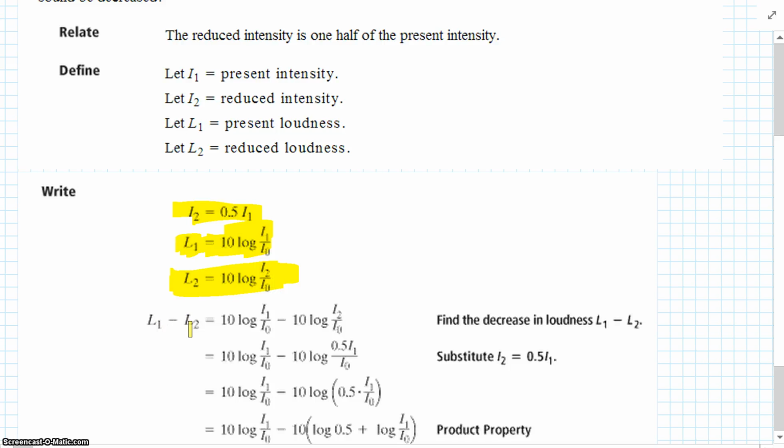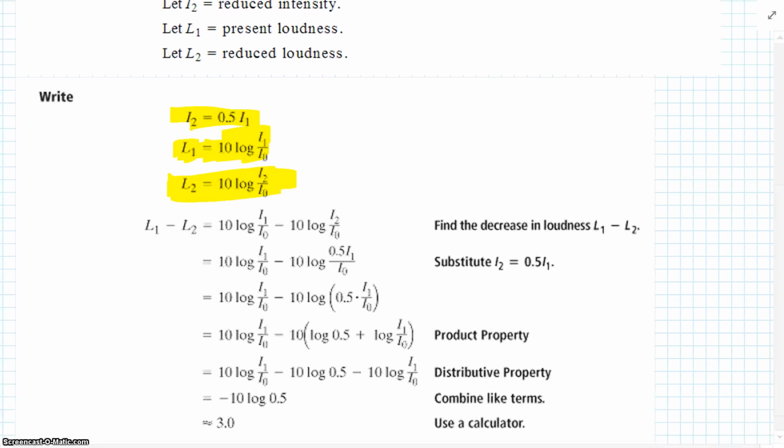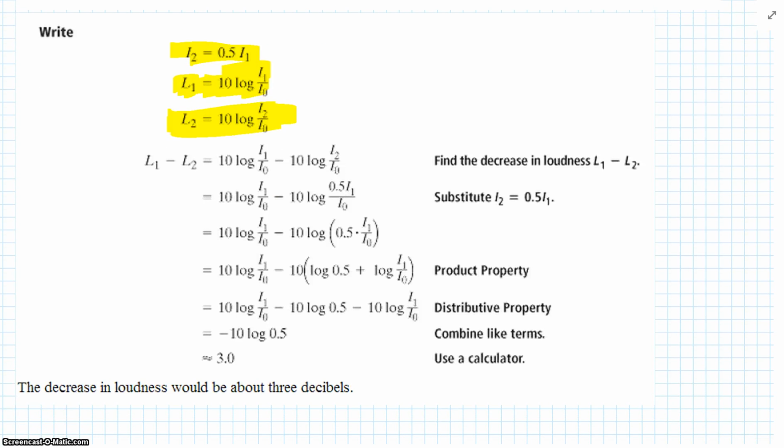Well, L1 minus L2 is 10 log I1 over I0 minus 10 log I2 over I0. Okay, so we can put in some numbers. So we put 10 log I1 over I0 minus 10 log 0.5 I1 over I0. Okay, so now we're going to break things down a little bit. So 10 log of I1 over I0 minus 10 log 0.5 times I1 over I0. So 10 log I1 over I0 minus 10 times log 0.5 minus log of I1 over I0.